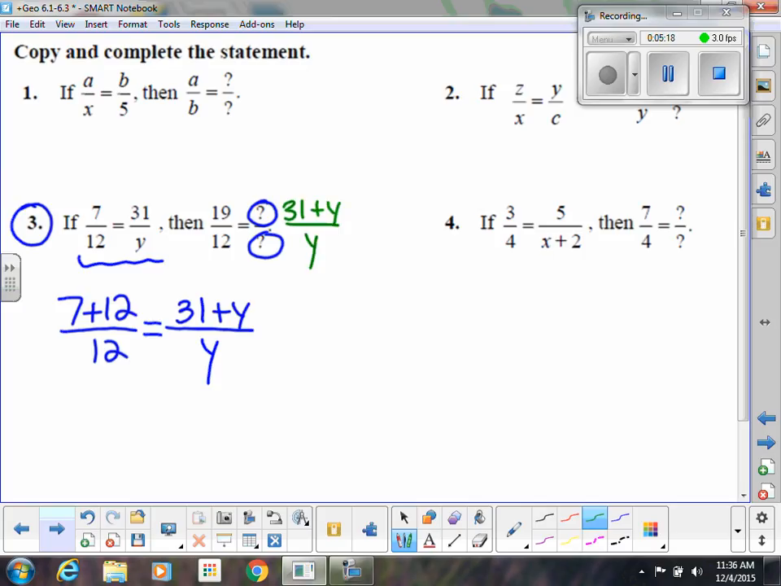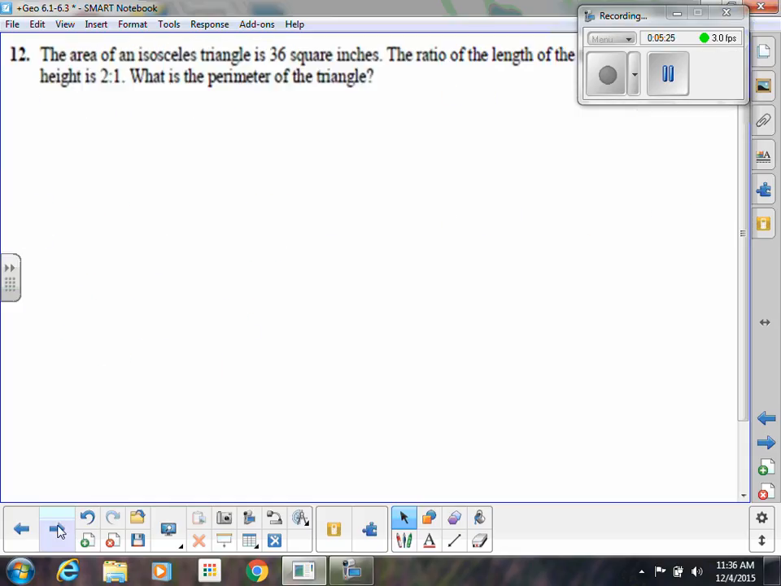So I wanted to do one like that with you so you understand what the directions are asking you to do when you do your homework. At this time, let's also look at number 12 on your homework packet. So in this one we have, here, let me move this.